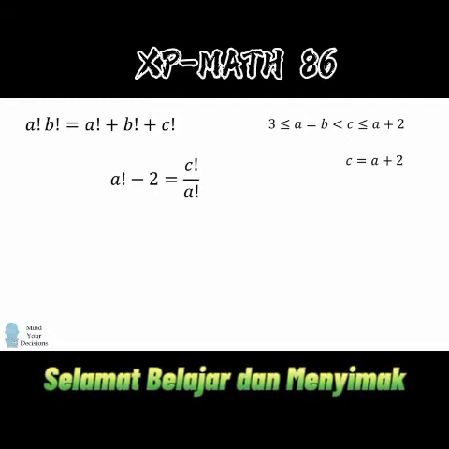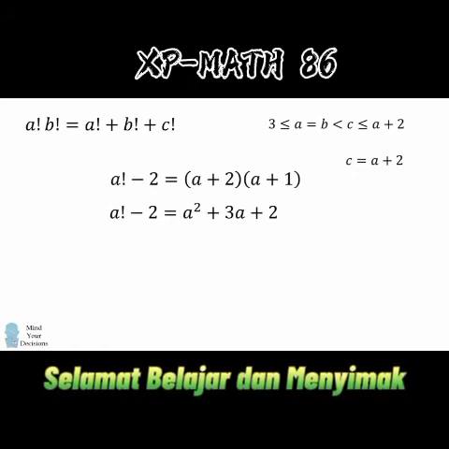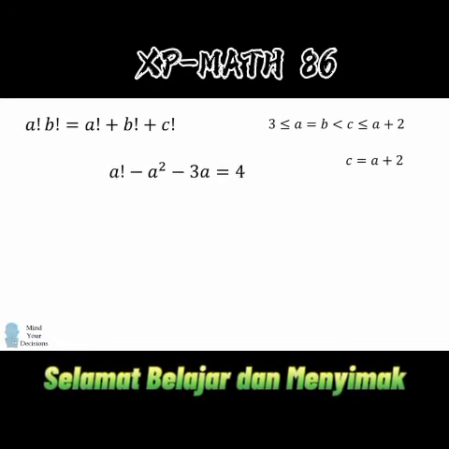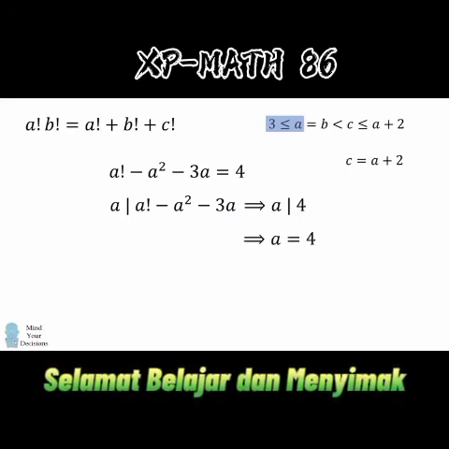Suppose c was equal to a plus 2. We'll substitute that into the equation. We'll then simplify this, and now we'll do a little bit of algebra. We'll multiply on the right-hand side, and then we'll take all of the a terms to the left and put all of the constant terms on the right. Now in this equation, notice that every single term on the left-hand side of the equation is divisible by a. This means that 4 has to be divisible by a. But since a is greater than or equal to 3, the only way this is possible is if a is equal to 4.